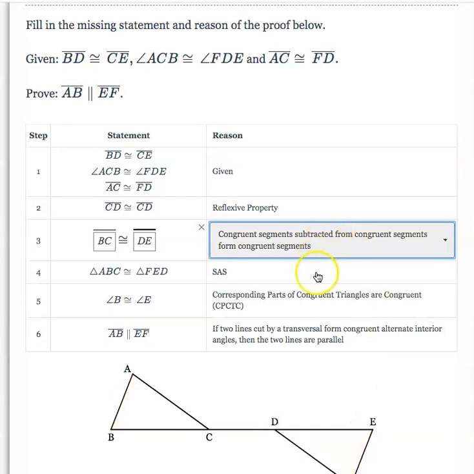I know that's a big statement, but let's break it apart. We have CD, that's the congruent segment, that's being subtracted from these two long segments, BD and CE. The result will be BC, right here, and DE. And that's all we need to do on this one. The rest of it is all filled out for us.